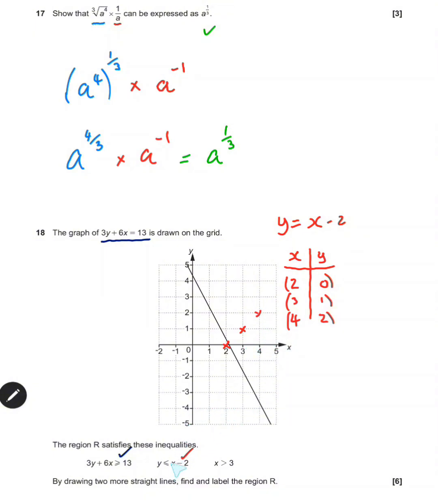Just check my inequality. I have got an or equals, so that means I need a solid line when drawing that straight line. The next line we're looking at, well, we've got x is greater than 3. So I just need to draw x equals 3. There's my x-axis. There's 3. And x equals 3 will be straight up and down. Just again, checking my inequality. There's no or equals sign there, so I'd need a dashed line.